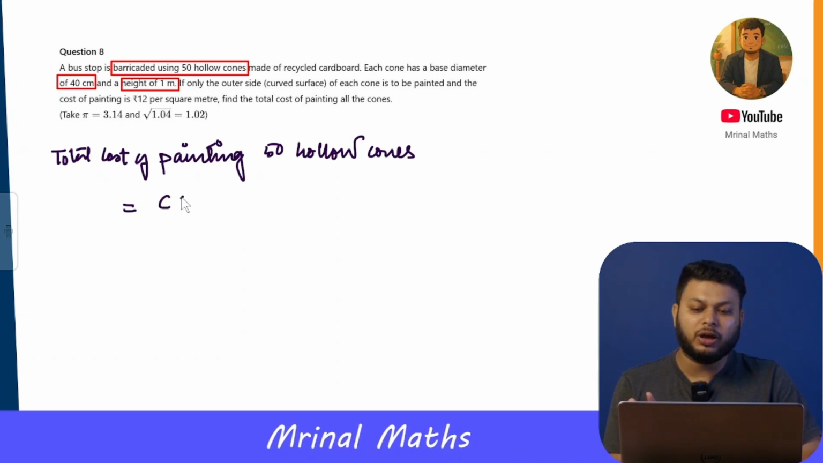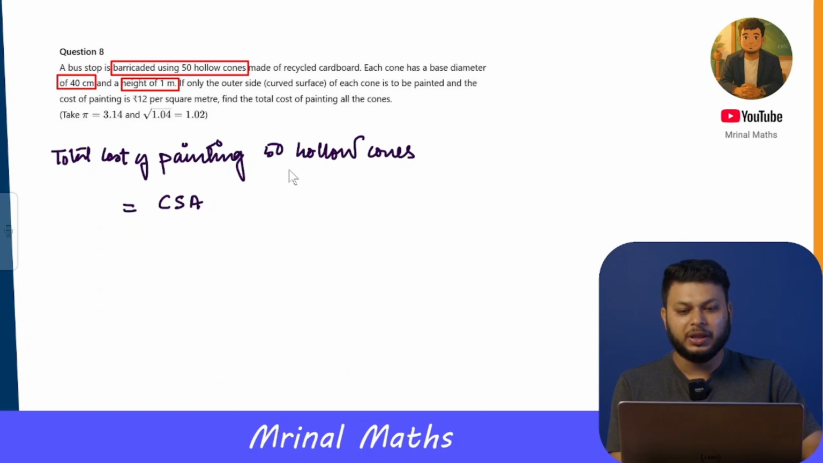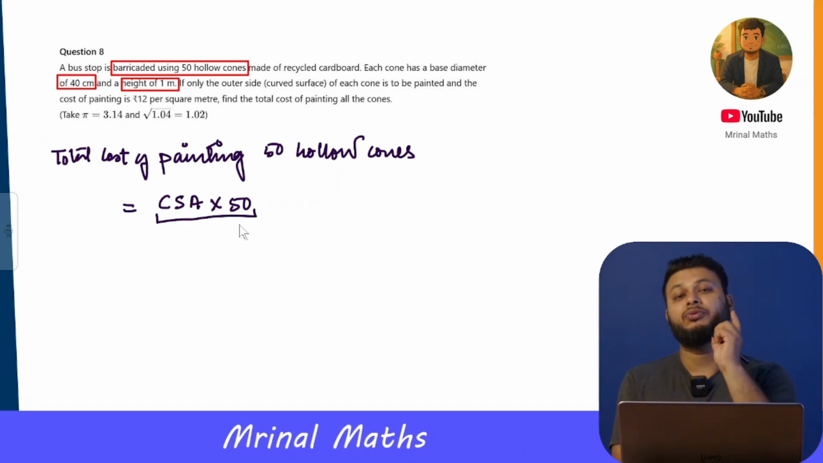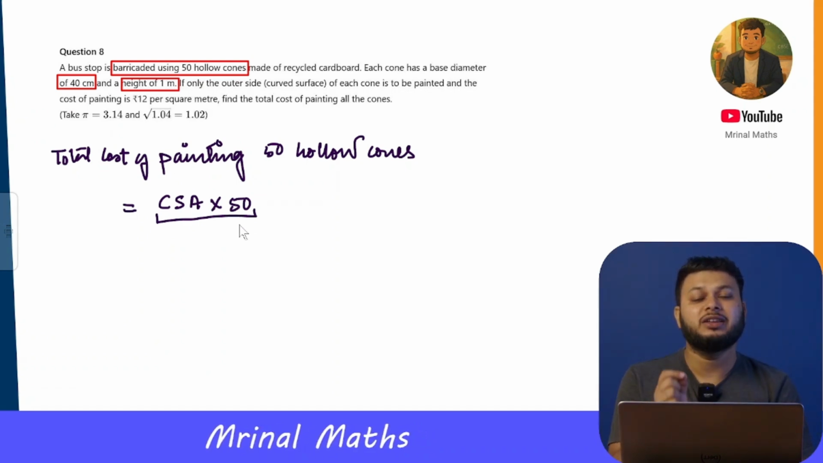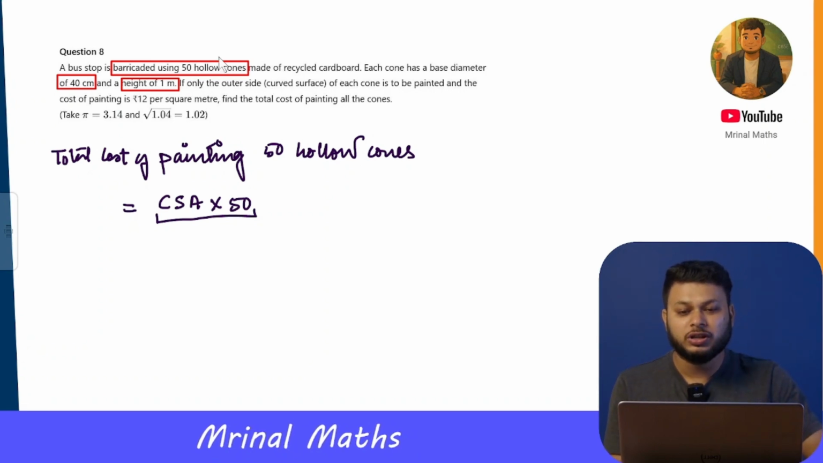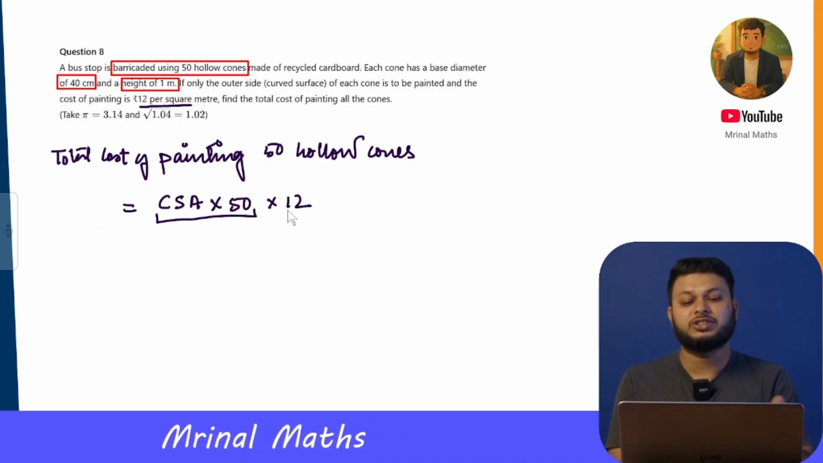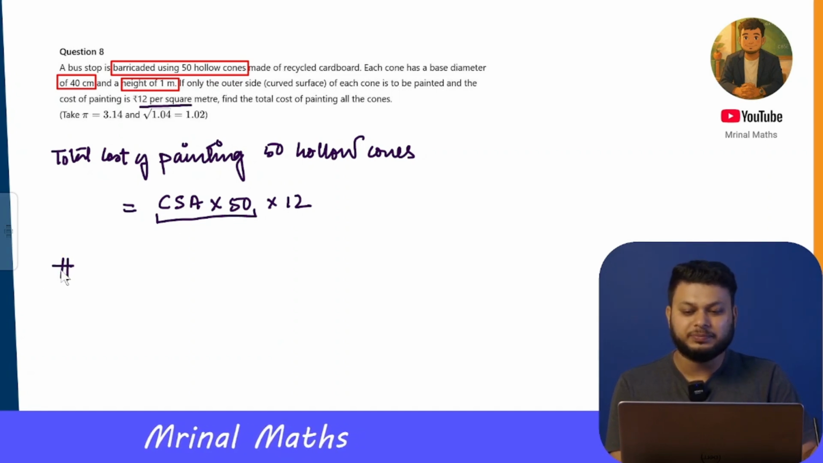The area of one cone will be the CSA, that is curved surface area. Multiply this by 50. Now this area is nothing but the area of 50 cones. Now you got the area of 50 cones. Multiply this by the cost, which is 12 rupees here. Now this will fetch the answer for you. But an important point here.